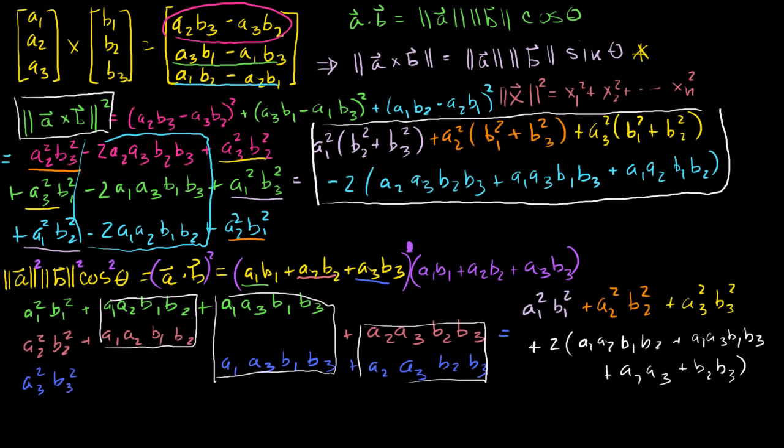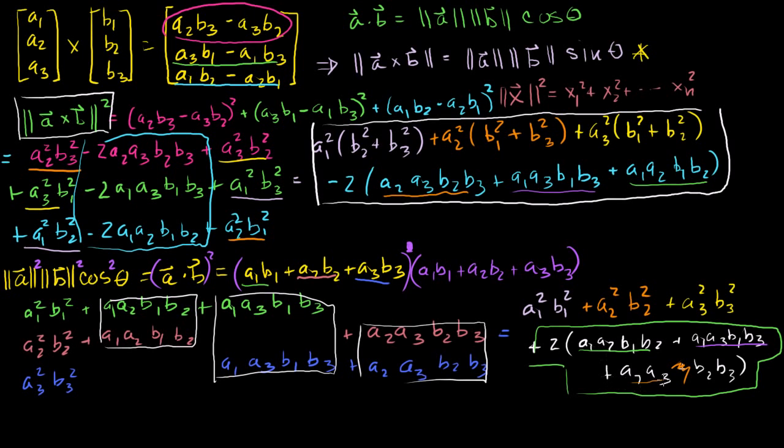And you might have noticed something interesting already. If you compare this term right here to this guy right there, they're the same thing. You have an a1 a2 b1 b2, a1 a2 b1 b2. This term and that term are the same. Let's look at the other terms. a1 a3 b1 b3, a1 a3 b1 b3. That term and that term are the same. And then finally, if you compare a2 a3 b2 b3, a2 a3 b2 b3, this term and this term are the same.